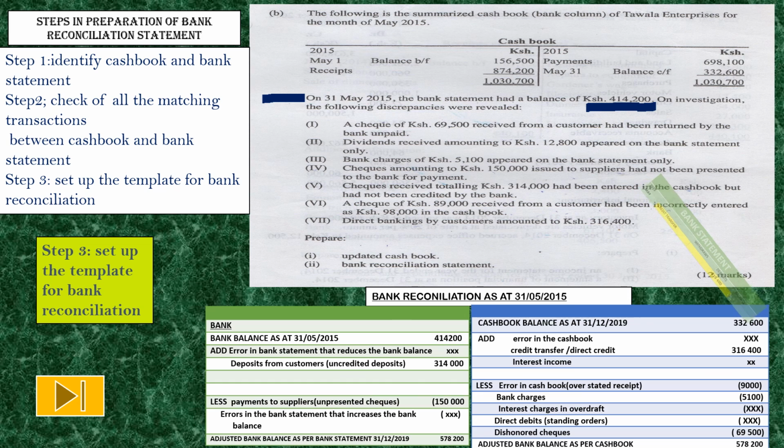By the end of it all, when we add and then we less, we shall be able to get the same balances for the two templates, that is the updated cash book and also the bank reconciliation statement.